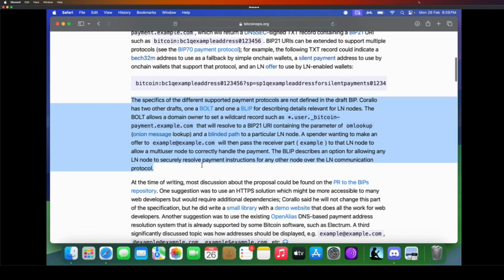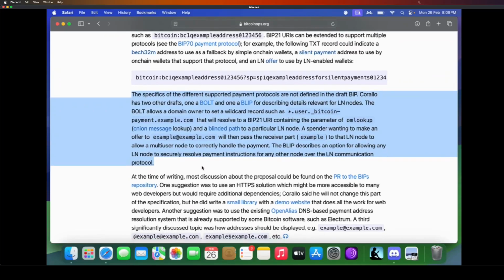The specifics of the different supported payment protocols are not defined in the draft BIP. Corallo has two other drafts, one a BOLT and one a BLIP, for describing details relevant for LN nodes. The BOLT allows the domain owner to set a wildcard record such as *.user._bitcoin-payment.example.com, which will resolve to a BIP21 URI containing the parameter of OM lookup, that is onion message lookup, and a blinded path to a particular LN node. A spender wanting to make an offer to example@example.com will then pass the receiver path, example, to that LN node to allow a multi-user node to correctly handle the payment.